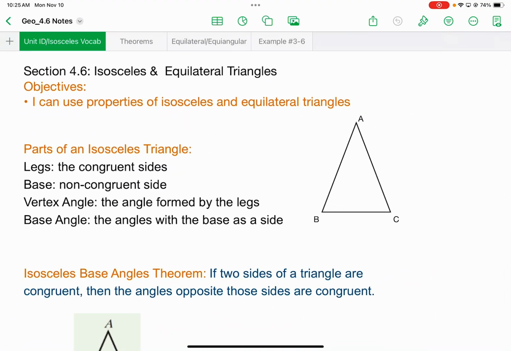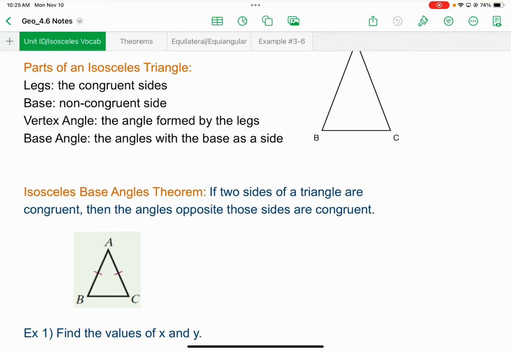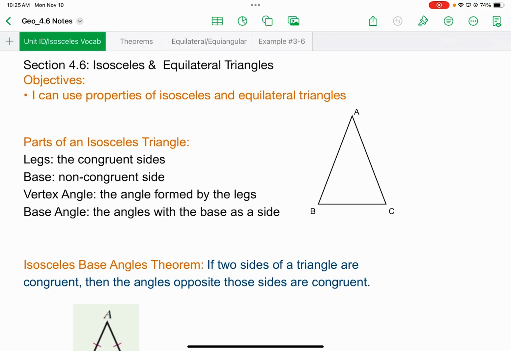So some vocab that we've seen before: the legs of an isosceles triangle are the congruent sides. So if I have an isosceles triangle here, let's say triangle ABC is isosceles, my legs would be the congruent sides, so AB and AC. And then my base is whatever my non-congruent side is, okay? So that would be BC at the bottom, in this case, my base. We say these things because not every isosceles triangle is oriented this way. Sometimes they look a little different depending upon where things are at, okay?